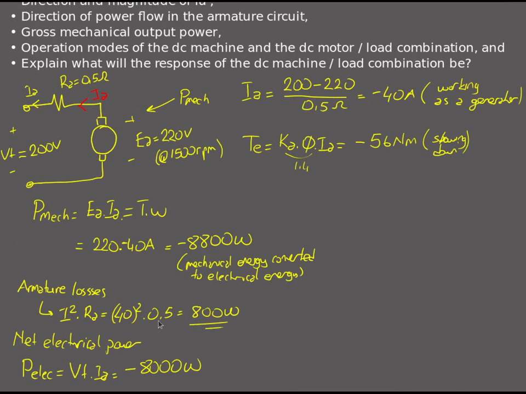Let's continue with our question. So, operation modes of the DC machine and DC motor load combination, and explain what will be the response of the DC load combination. First, suddenly, it gets into generating mode.